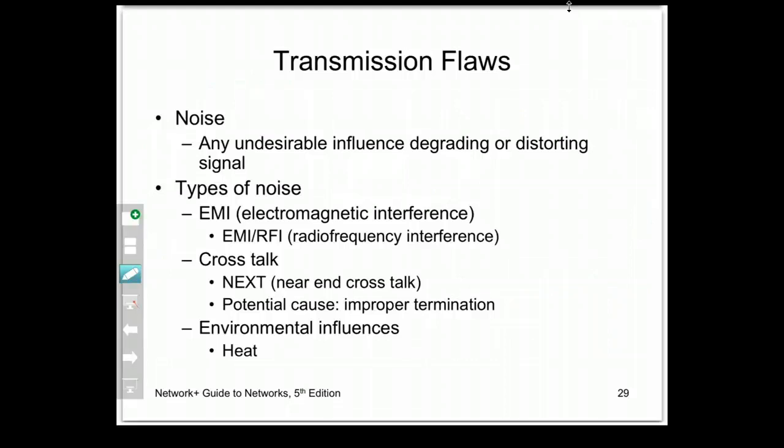Crosstalk, this is where wires cross amongst one another or near one another. That causes, say if you run a Cat5 next to an electrical wire, that could cause some crosstalk. Cat5 next to an analog phone wire could cause some crosstalk. A potential cause on this one talks about improper termination. What this is talking about is at the end of where that wire ends up, it's not terminated properly.